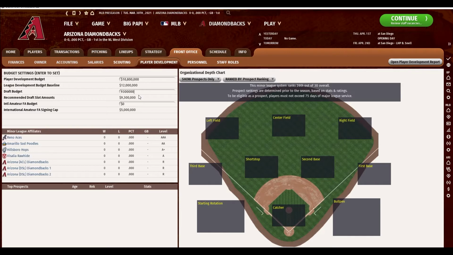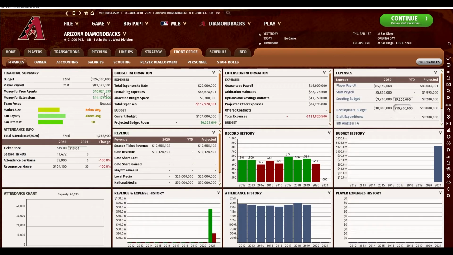That's a quick way to add money to your budget. So we increase the draft budget to 9.3. We reduce international amateurs. We're going to stay away from international amateurs this year. Maybe next season I would dump money into international amateurs, but that's about $7.5 million-ish that we just added to our available budget. So if we come to finances now, you see our money for free agents has jumped to $10 million, and our money for extensions has jumped to just over 14.